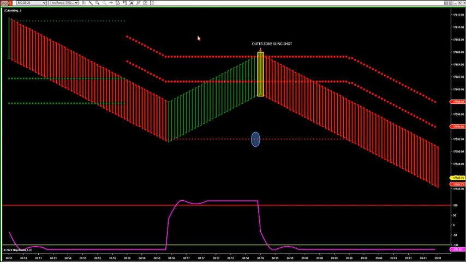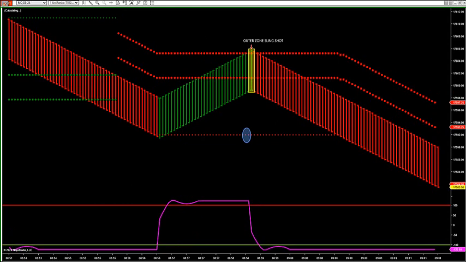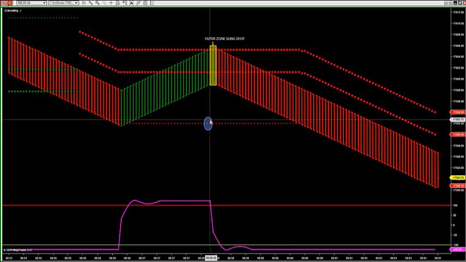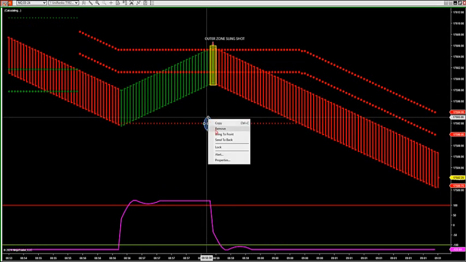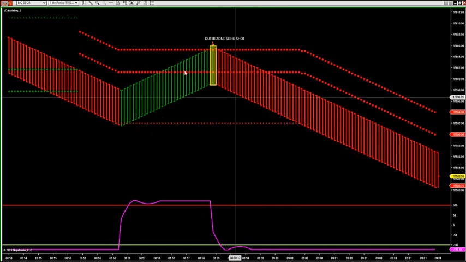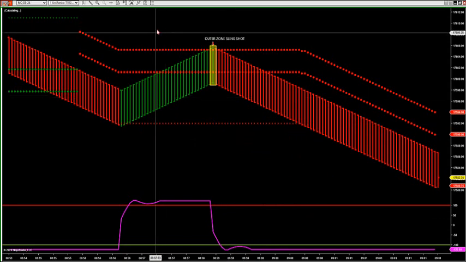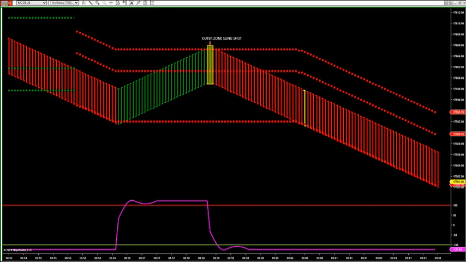So you've got two types of setups, like I said. You can see how it reacts out of my outer zone. These outer zones are just really neat little setups. One second. So this is called a zone breakdown. So you'll have a zone break.